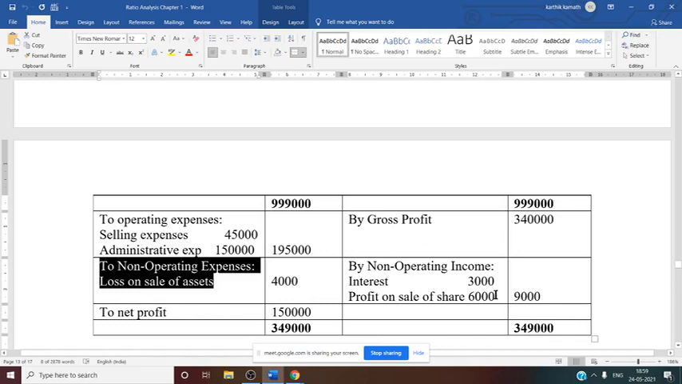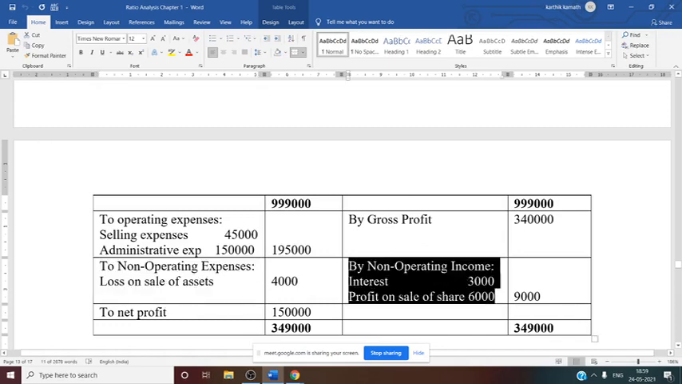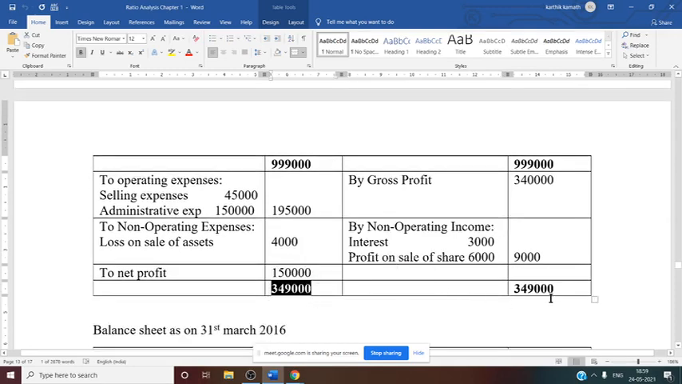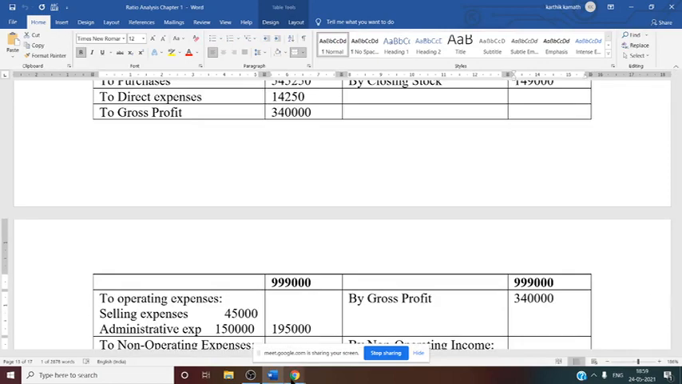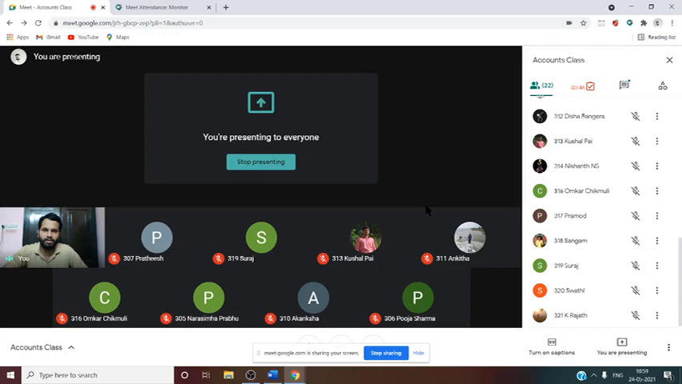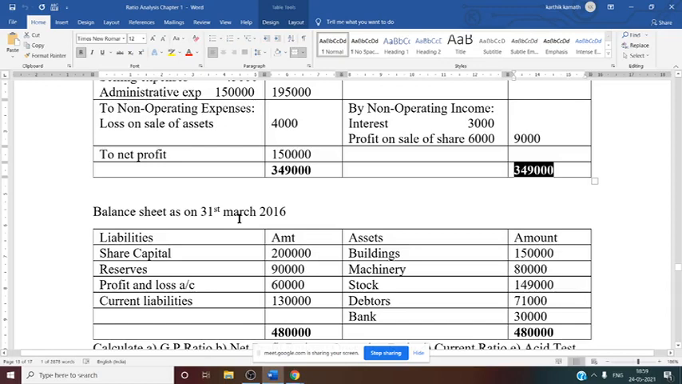If you see this side, the credit side, non-operating income, interest, they have just mentioned interest, non-operating income. Similarly, profit on sale of share, again it is not directly connected with business activity, that is why it is non-operating in nature. Profit on sale of share is also given. So if you see the P&L total, that is 3,49,000, on both sides it is mentioned. So after this P&L account, there is a balance sheet also given. So that balance sheet also we need to see here. Balance sheet as on 31st March 2016.